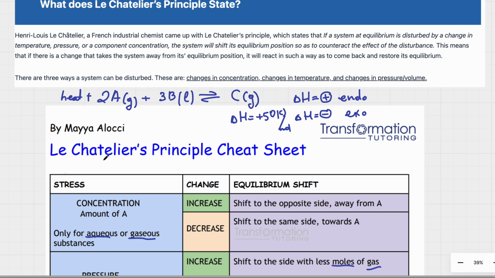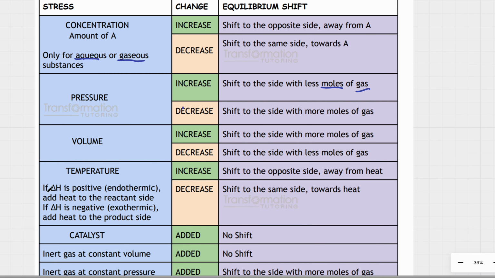Next, you can deal with heat the same way as one of the substances, either on the reactant side or on the product side, depending on your reaction, and you will deal with it the same way you would deal with concentration. So once you have established where your heat is located, if it increases, again, you shift to the opposite side away from heat, and if the temperature decreases, you will shift to the same side towards heat.